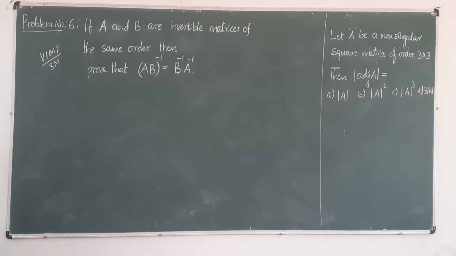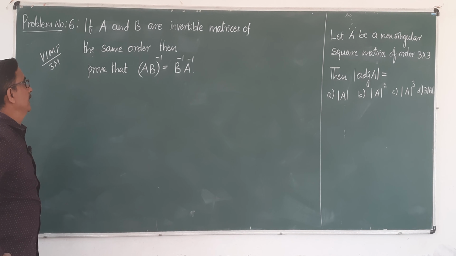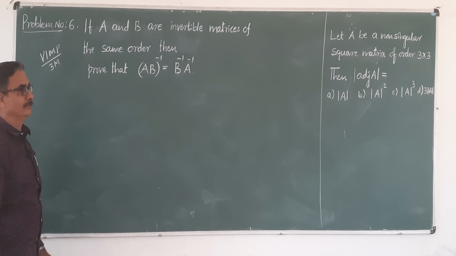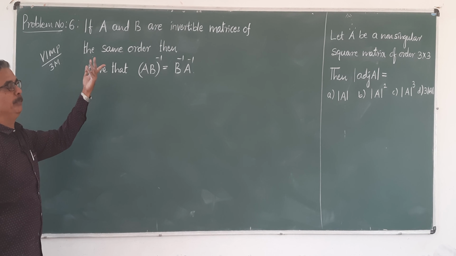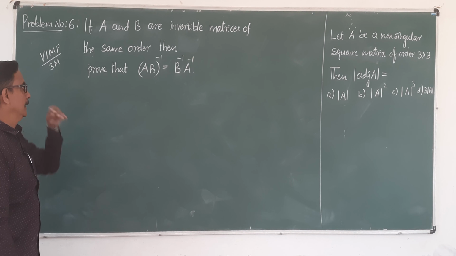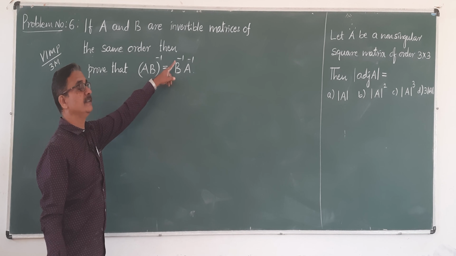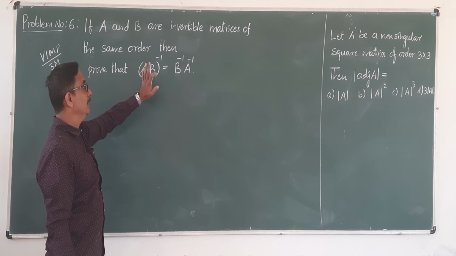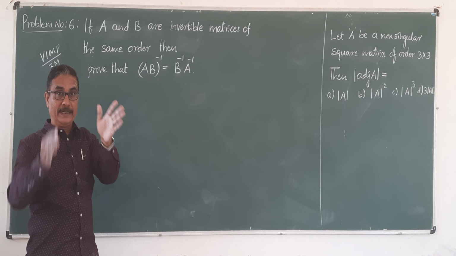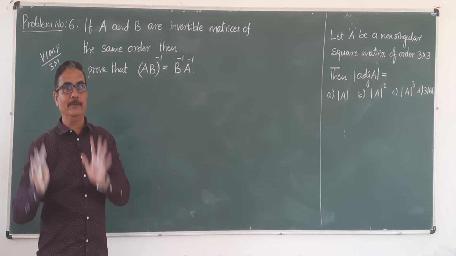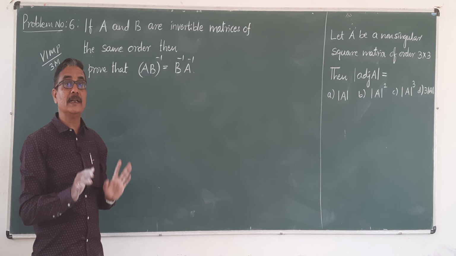Clear? Problem. If A and B are invertible matrices of the same order, that is n cross n. A is a matrix of order n cross n. B is also a matrix of order n cross n. Then prove that AB whole inverse is equal to B inverse into A inverse. We have solved one problem of this type. But there, the A matrix and B matrix, the elements were given. Here there are no elements. Now we have to prove it in general.